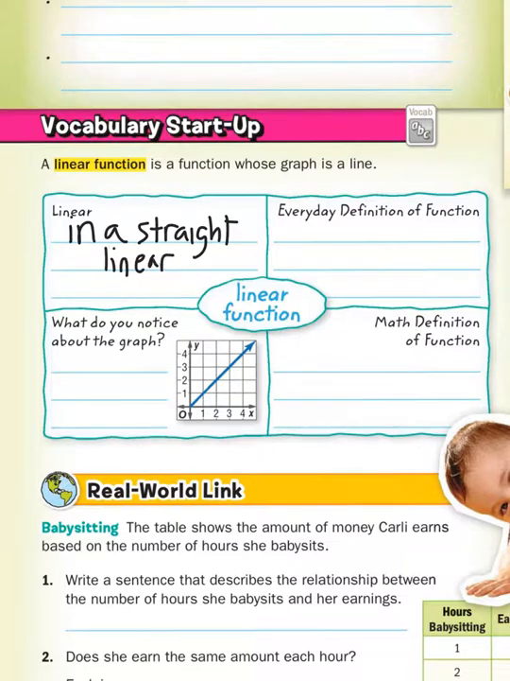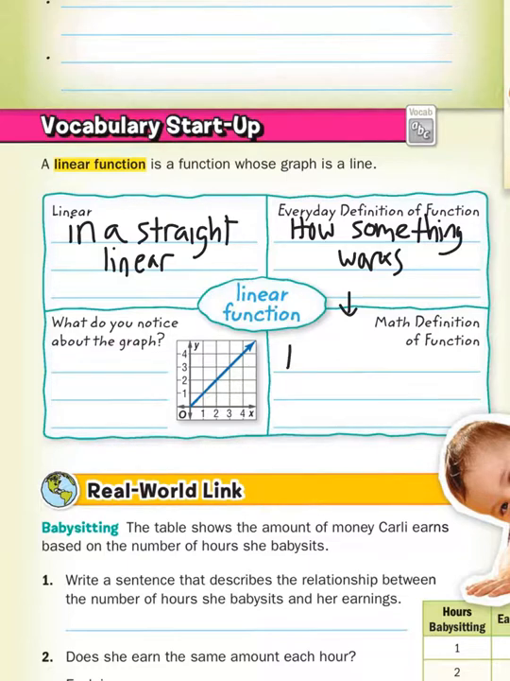Now, the everyday definition of function, I'm not talking about math. So if you think of the function of a stapler, its function is to staple papers. So the definition of a function is how something works, or its purpose. Now, we'll go straight down to the math definition of a function. The math definition of a function is basically how an input value is related to an output value, or how two variables are related.